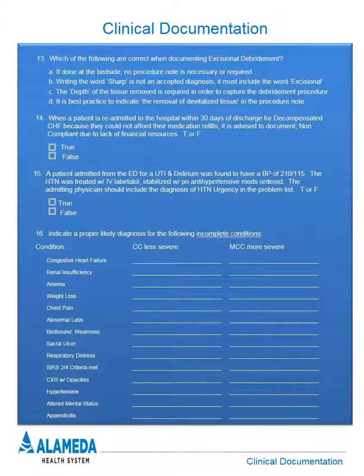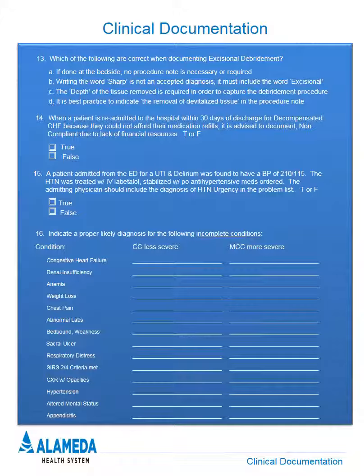Weight loss. A less severe diagnosis would be either underweight or non-severe malnutrition. A more severe diagnosis would be severe malnutrition. Chest pain. Chest pain is a symptom. It's not a diagnosis. The patient could have costochondritis as a less severe, or they could have NSTEMI type 2. They could have demand ischemia, but a more severe would be myocardial infarction.